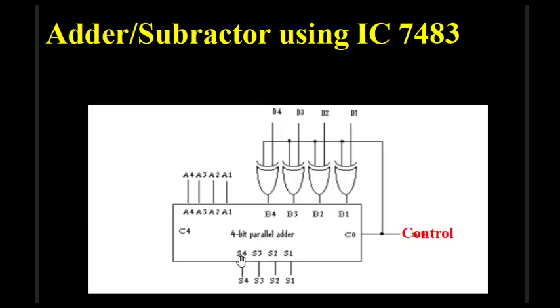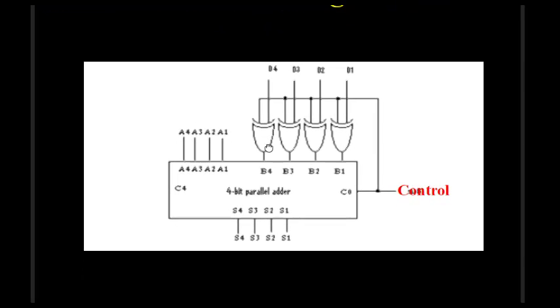This is lecture number 23 and we are starting with how to use IC 7483 as adder and subtractor. In the previous lecture we have seen that IC 7483 can be used to add two 4-bit numbers. Here we will show that this IC can also be used as a subtractor. So this is the diagram here we can see.